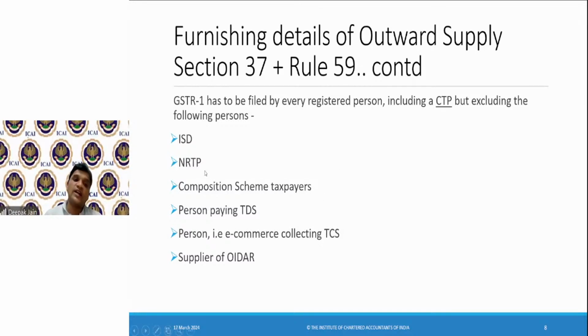A non-resident taxable person also will not file. A composition taxpayer, why will he not file? For a composition taxpayer there is tax, right? So why do you think GSTR-1 is exempted for a composition taxpayer? Then a person paying TDS or TCS is not making any supply, so these people are not required. Even a supplier of OIDAR, online information database access and retrieval services, has different returns. So they are not required to file GSTR-1.